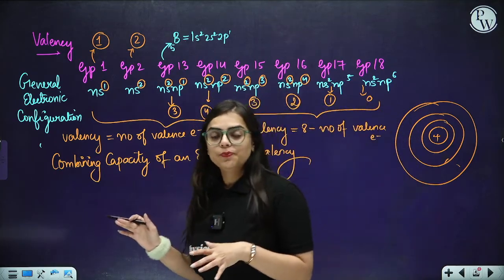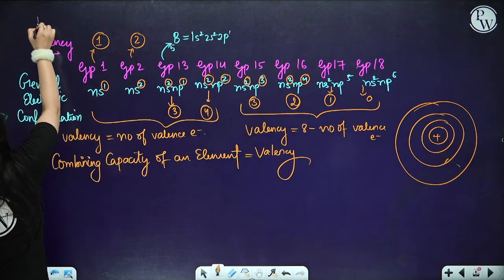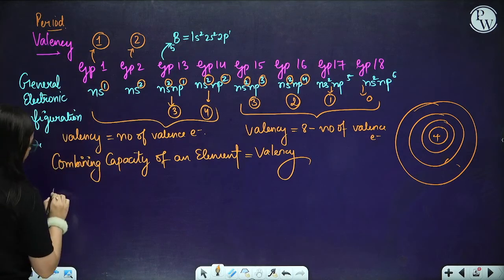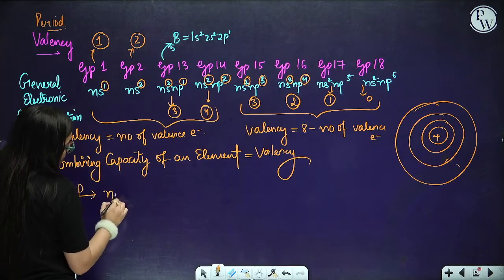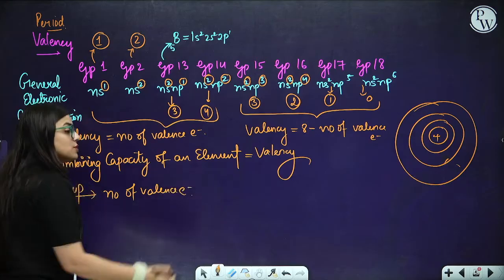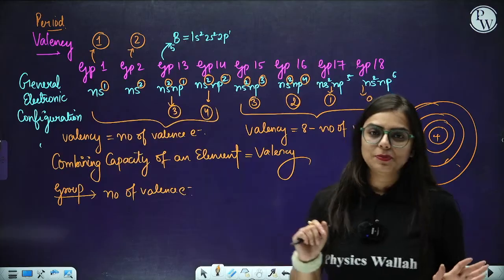Now this was in the case of a period that I have talked about. But let us consider if I am talking about a group. In a group it is very easy. Again you have to see the number of valence electrons. For example, group number 1 holds how many electrons? Group number 1 holds 1 electron, so valency will be 1 in such a way. Quite easy, everybody. Yes, simple.